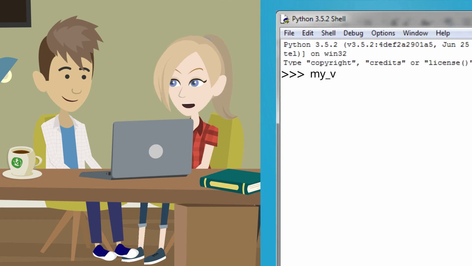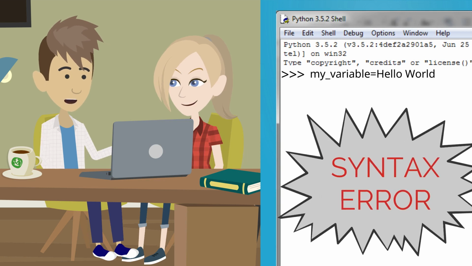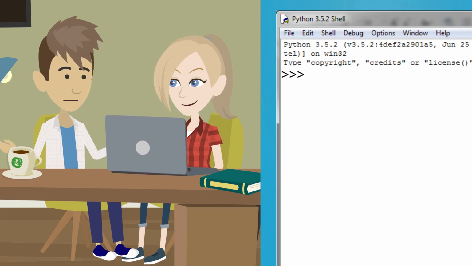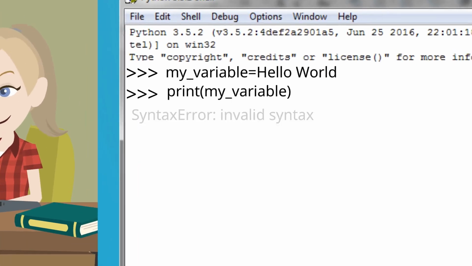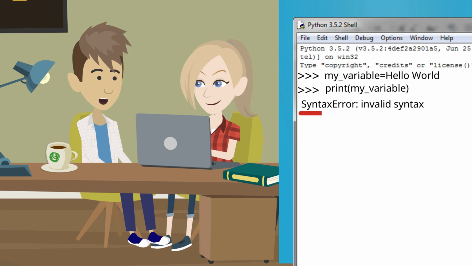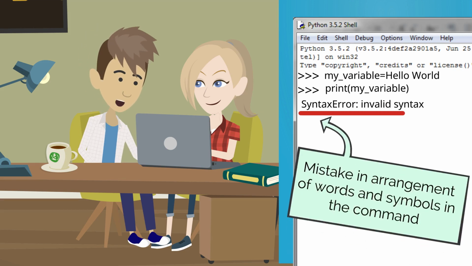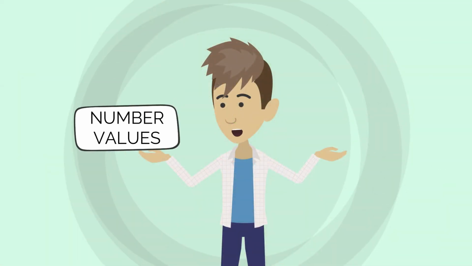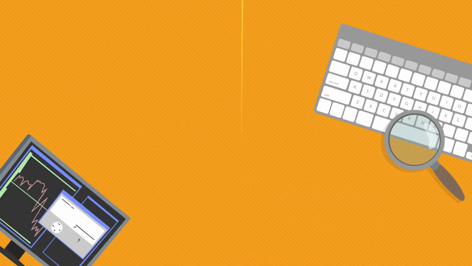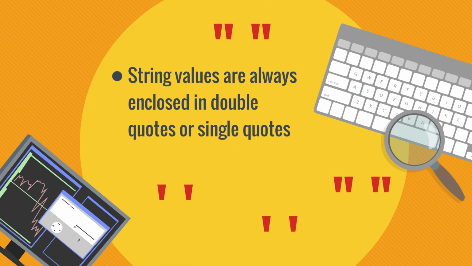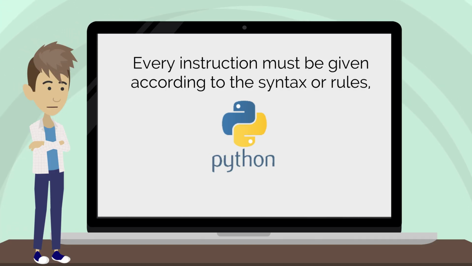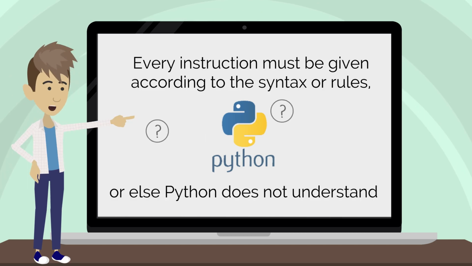Do I just type my_variable equals "Hello World"? Nope, you'll get a syntax error if you do that. A what error? A syntax... Why don't you type it out for yourself and see? Okay, let's see. If I press the return key... You see, a syntax error message means that you made a mistake in your arrangement of words and symbols in the command. This is how number values differ from strings. String values are always enclosed in double quotes or single quotes. In Python, every instruction must be given according to the syntax or rules, or else Python doesn't understand.